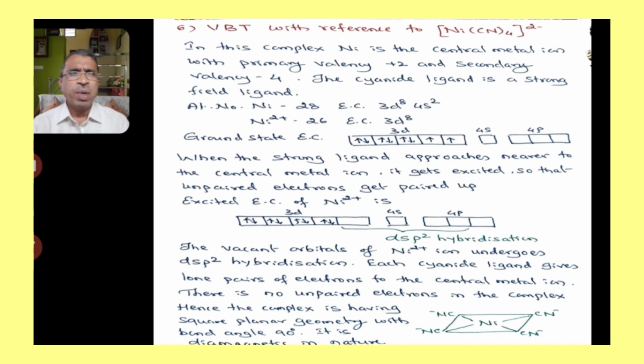The vacant d orbitals of nickel 2 ion undergo dsp2 hybridization. Each cyanide ligand gives lone pairs of electrons to the central metal ion. There are no unpaired electrons in the complex. Hence the complex has square planar geometry with a bond angle of 90 degrees and it is diamagnetic in nature. Similarly, the same explanation can be given even for the cuprammonium sulfate complex also.